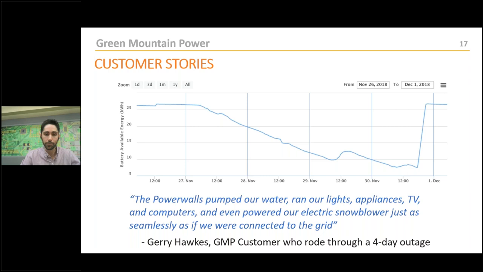And while we don't recommend running all of these appliances if you are facing an extended outage, it was a cool instance and many like it where this really provides the peace of mind that customers need to be able to keep living even when the grid is down. And go to the next slide.